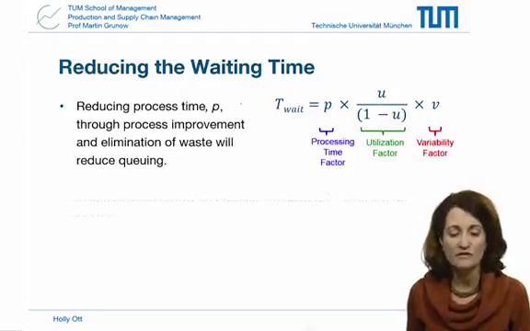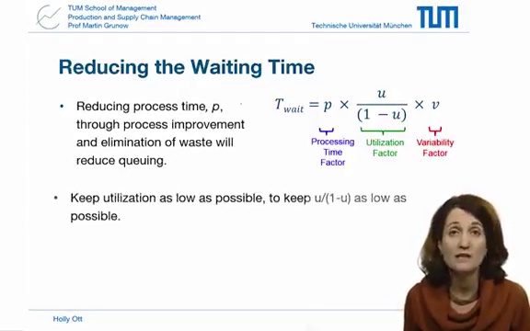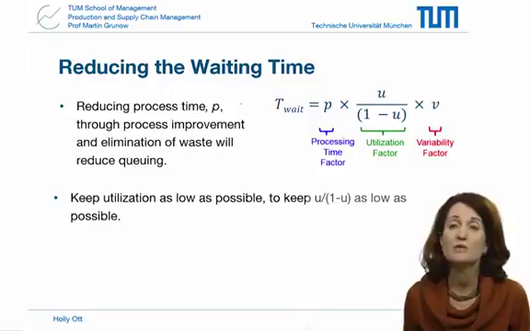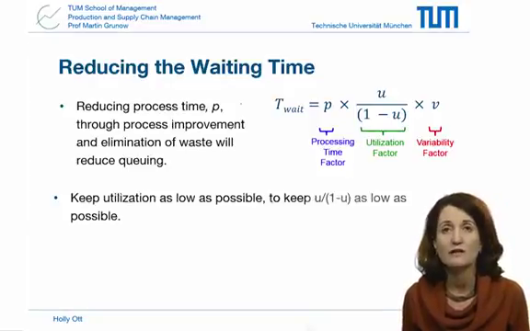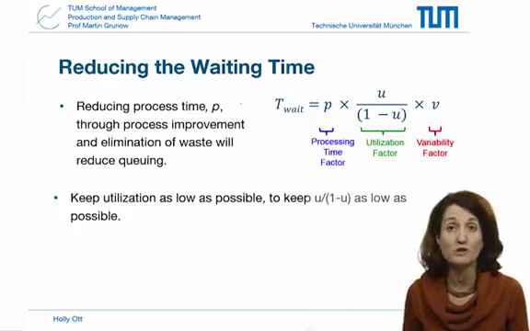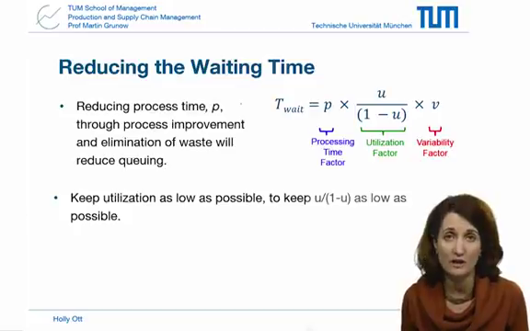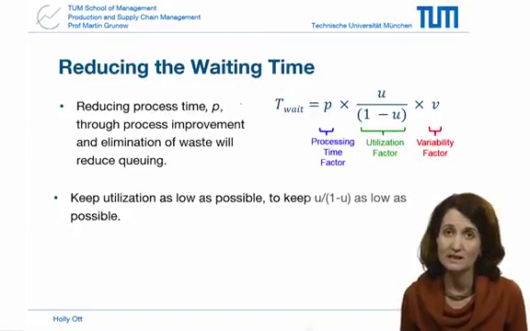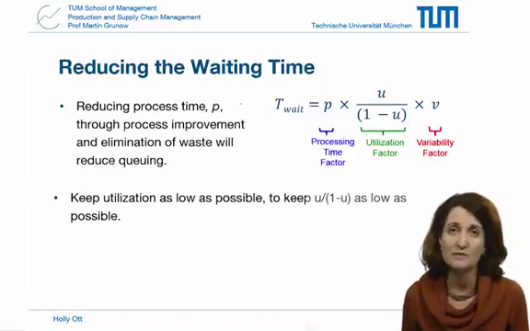Additionally, in our utilization factor, we can keep the utilization as low as possible. This brings the U over 1 minus U factor as low as possible, and again keeps our waiting time low. Of course, if you've got expensive machines that you want to use as much as possible, with high utilization, this becomes a trade-off. But again, as we saw, above 80%, the utilization curves tend to become very significant, and you tend to have a high waiting time.